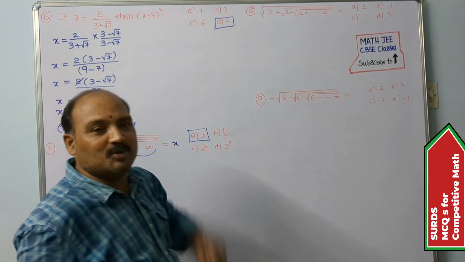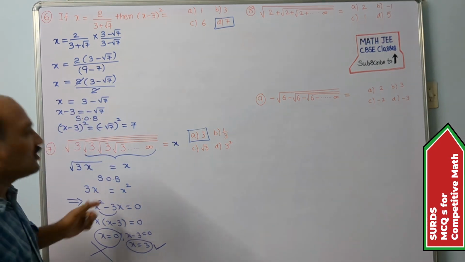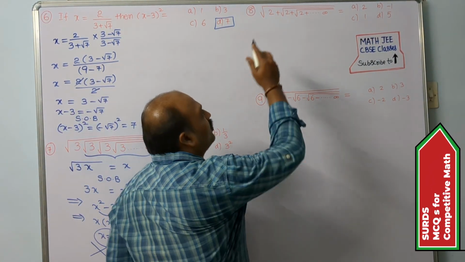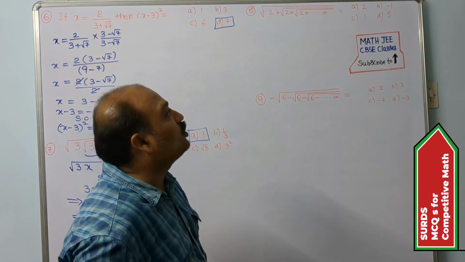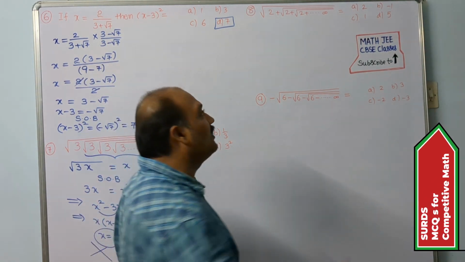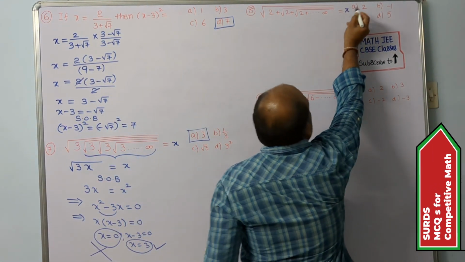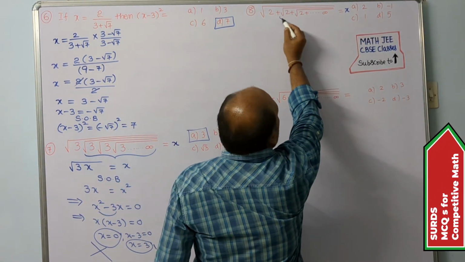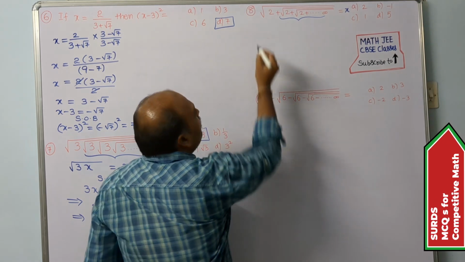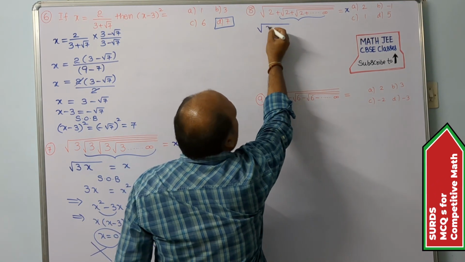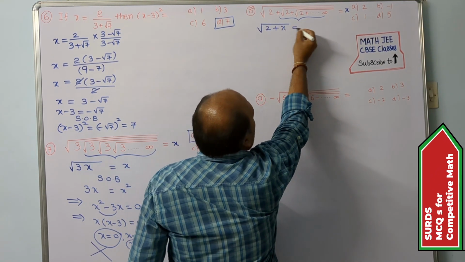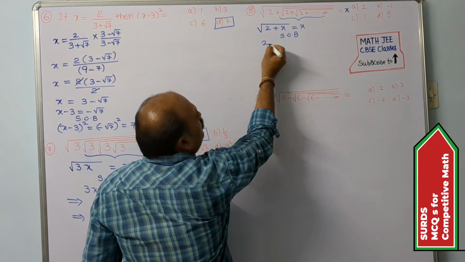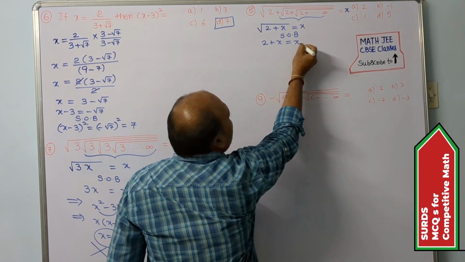Now come to another question. But the difference between these questions is that there it is a product, here it is a sum. So here also, root 2 plus root 2 plus root 2 plus, and so on to infinity. This also I am taking as x. Now, since it goes up to infinity, from here to here is also x only. So it will become root of (2 plus x) is equal to x. Squaring on both sides, 2 plus x is equal to x square.